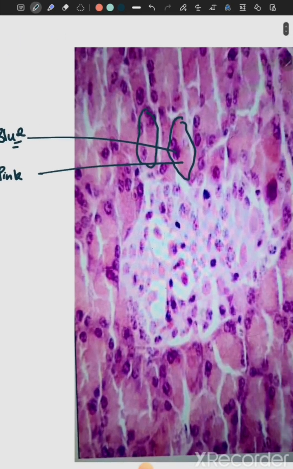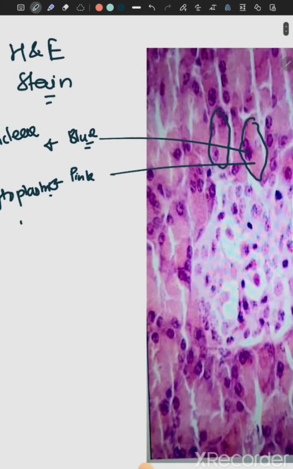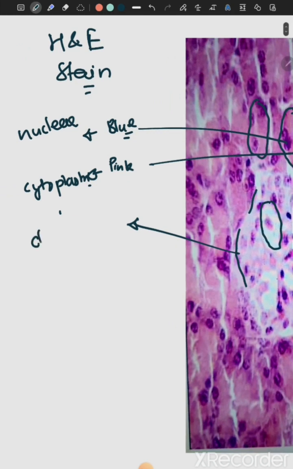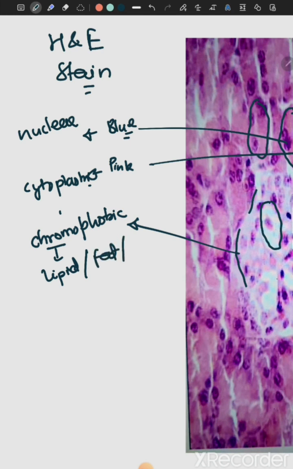Now, cytoplasmic and nuclear ones, and here you can see the white color or the white zone. They are the chromophobic. So these can be the lipid, or you can say the fat, or simply, like, foreign or exogenous material. Okay, so this was a basic concept.